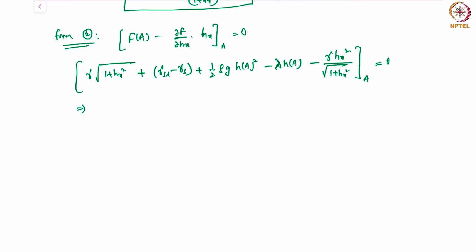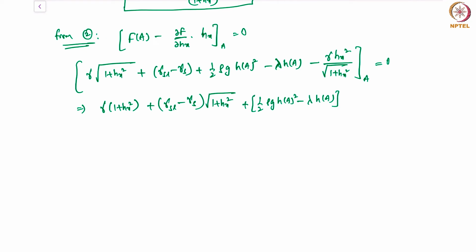We can multiply throughout by square root of 1 plus hx square, and what I have is gamma (1 plus hx square), plus gamma SL minus gamma S, times square root of 1 plus hx square, plus half rho g h a square minus lambda h, this multiplied by square root of 1 plus hx square, and finally minus gamma hx square is 0.